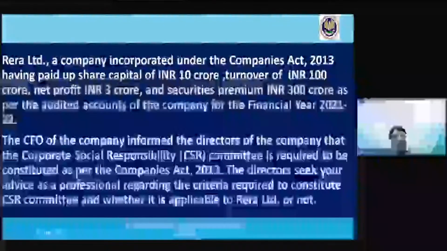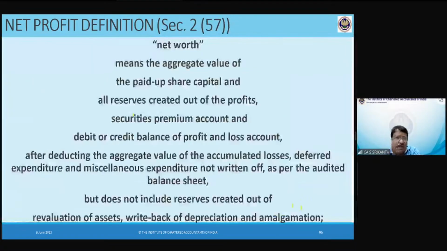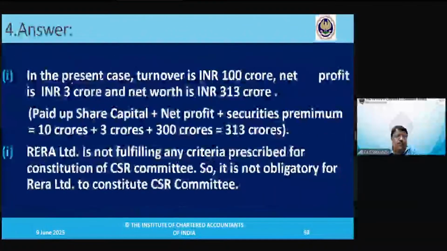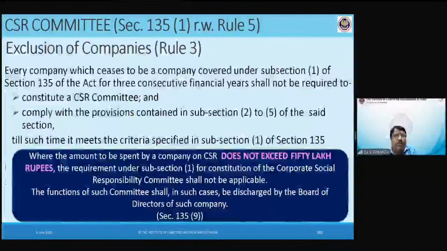The net worth definition was also given. P&L was also given. Two things have to be excluded: profit from an overseas branch, and dividend from another company which is covered under this section and which is complying. Net worth definition, please try to remember. We already saw this, so I don't want to waste your time on this.